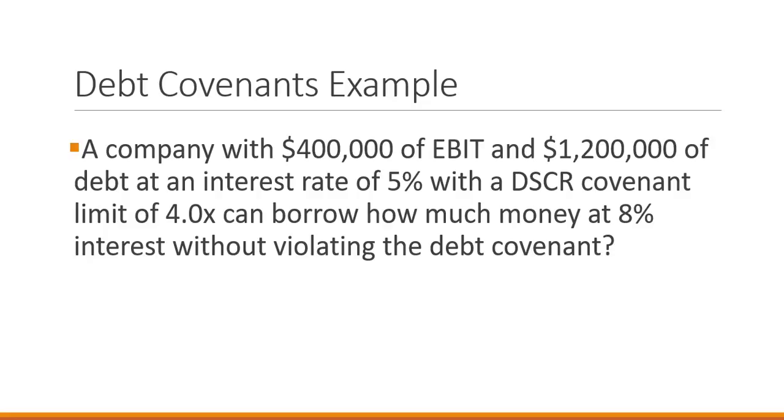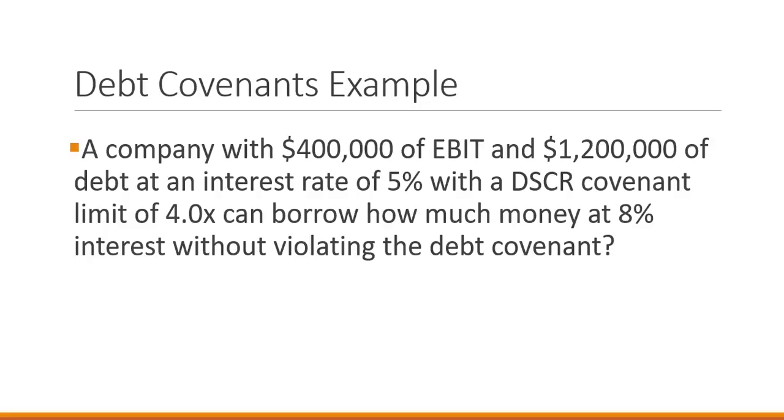Let's look at an example of debt covenants. A company that currently has $400,000 of EBIT and a loan. Currently, the loan amount is $1,200,000. The interest rate is 5%. And the bank's debt service coverage ratio requirement is 4 times. So this bank is a little more aggressive and allows the ratio to be as low as 4.